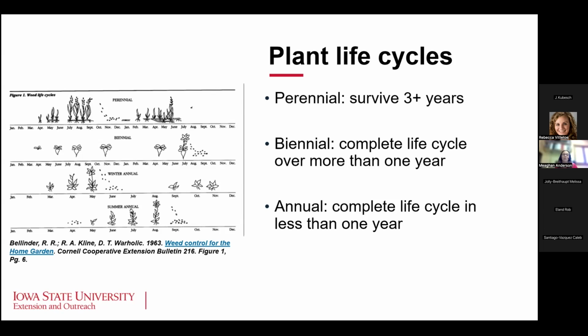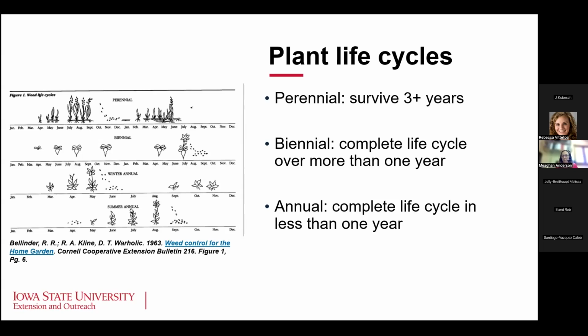Biennial species are those that will complete their life cycle over more than 1 year, but they will typically survive fewer than 3 years. Oh shoot, I should mention the summer annuals, of course. I mentioned winter annuals. Summer annuals do the same thing that winter annuals do, but they germinate in the spring and produce seed in the fall. Sorry, biennials will take all or part of 2 years to produce their seed and finish their growth cycle.